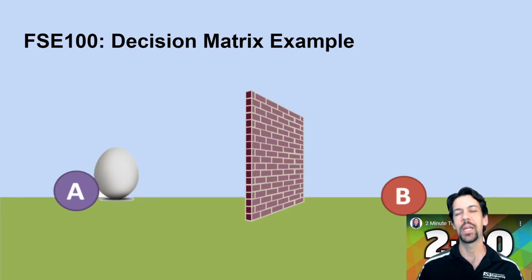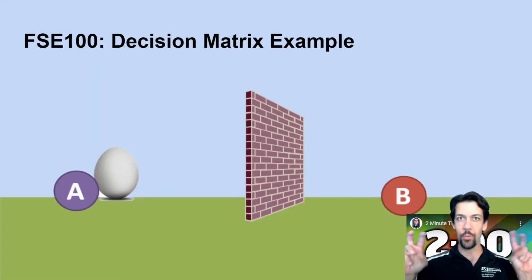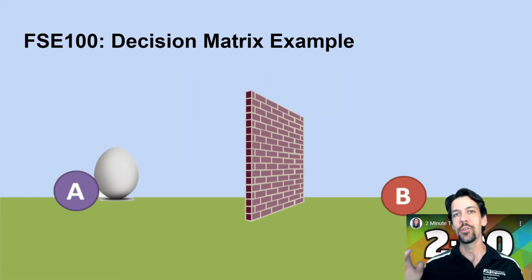It takes about 20 minutes, and the idea is to come up with an approach, a solution to getting a whole bunch of eggs from point A to point B. And in between is the Great Wall of China, a really big wall. You can't go around it. You can go over it and you can go under it, but you can't damage it. So that's the idea here.